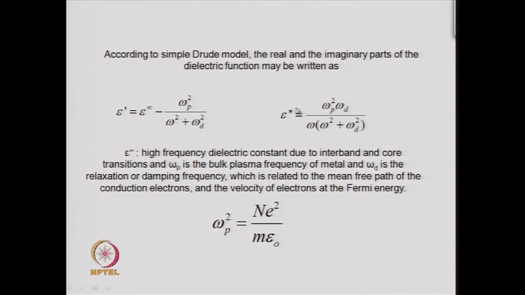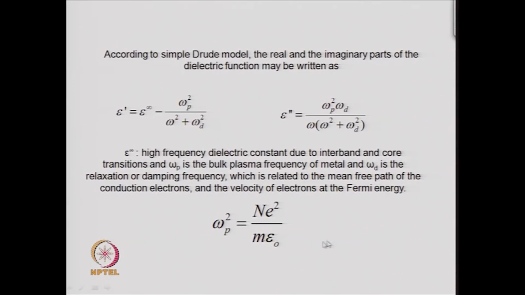Similarly, the complex part of the dielectric constant can be written in terms of the plasma frequency and the relaxation or damping frequency. Now, you can ultimately find out that the plasma frequency of the metal is related to the number density of the electrons, the velocity of the electrons at the Fermi energy, and the mean free path of the conduction electrons. So, you can understand the plasma frequency if you know the mean free path of the conduction electrons and the velocity of the electrons at the Fermi energy, which is called V f.